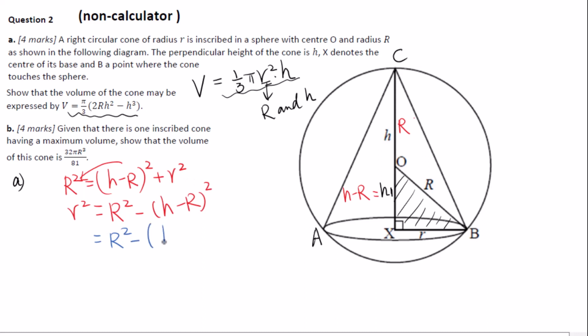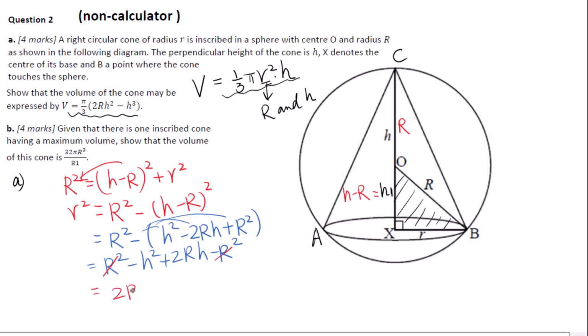Simplify. R squared minus (h squared minus 2Rh plus R squared). Then distributive property: R squared minus h squared plus 2Rh minus R squared. Cancel. Equals 2Rh minus h squared.